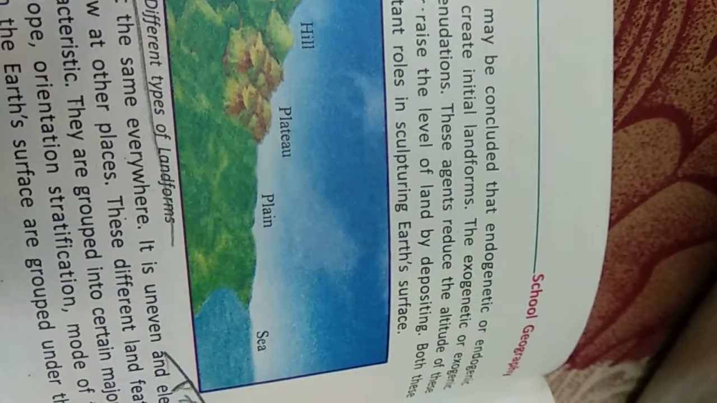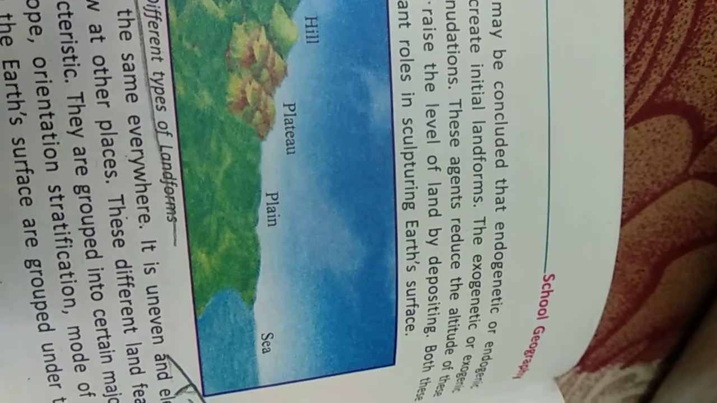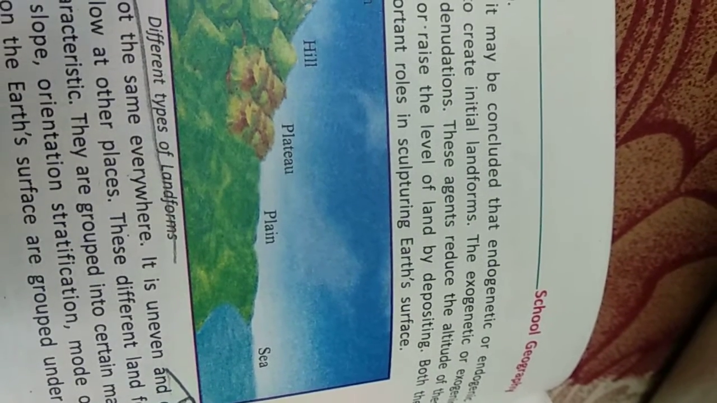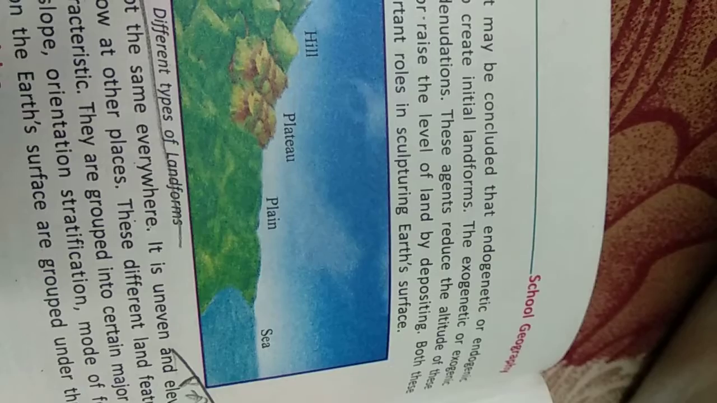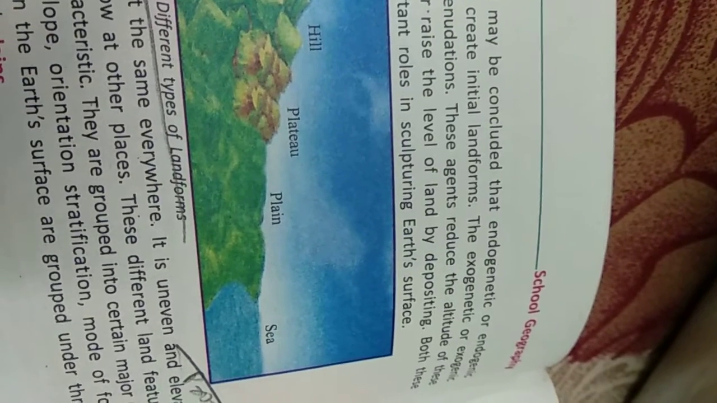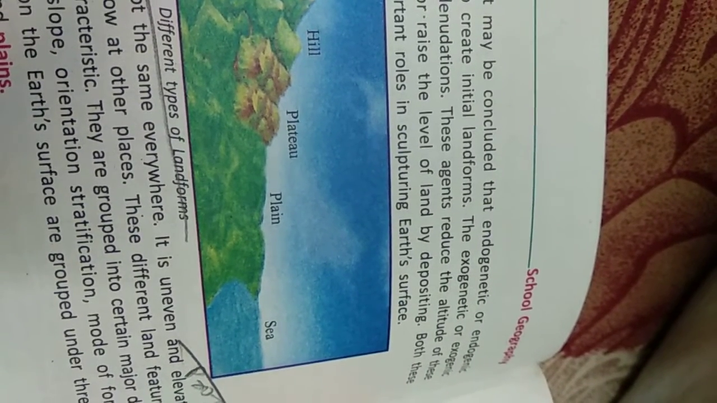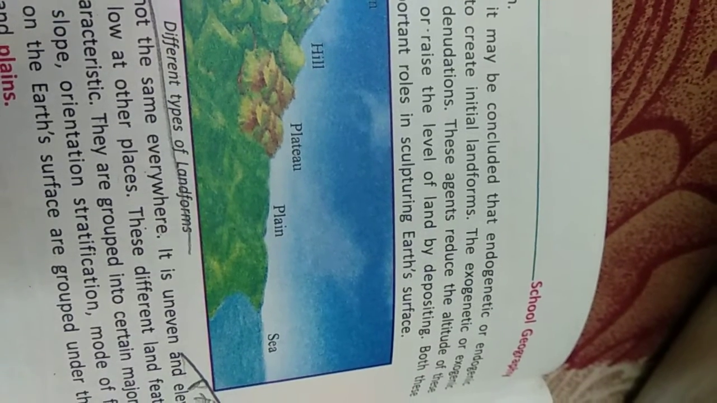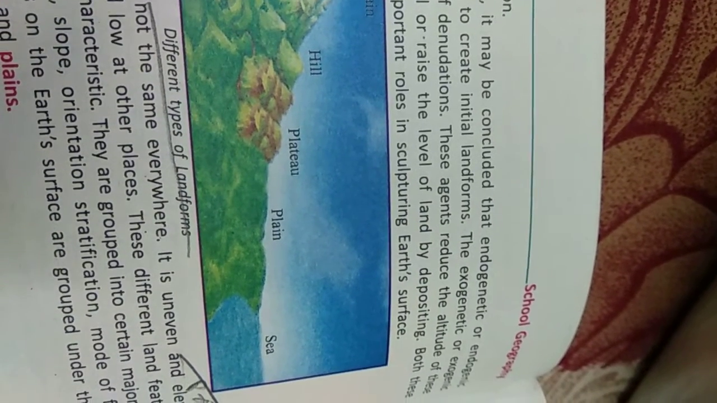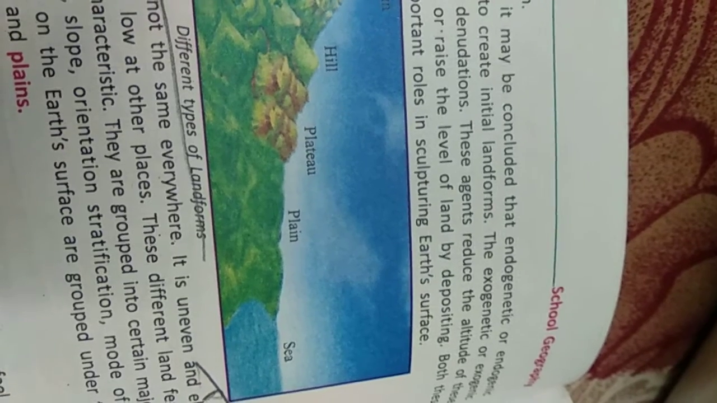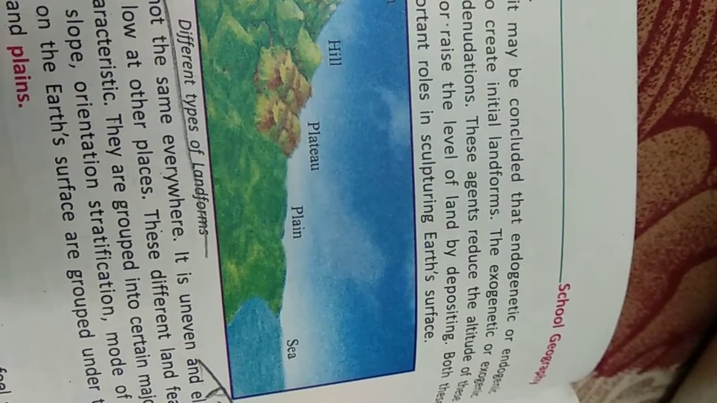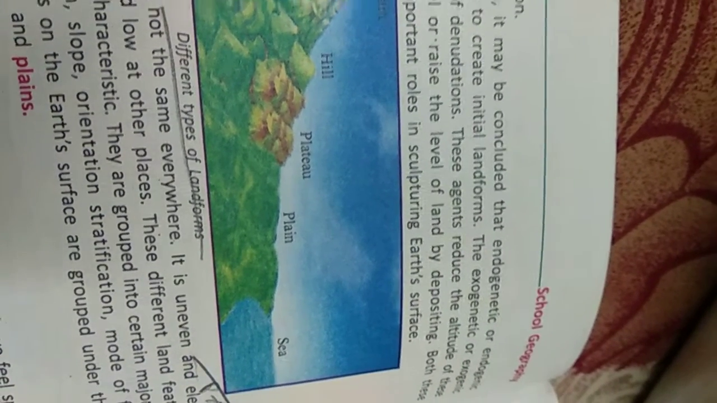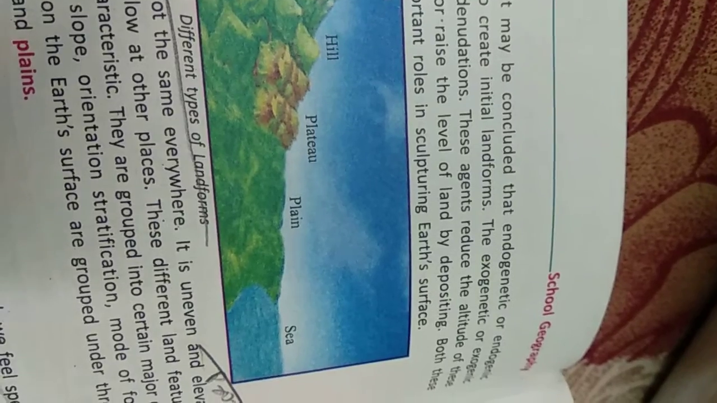The surface of the earth is not the same everywhere. It is somewhere uneven, somewhere elevated, and in some places flat and low. Different land features are there, so they are grouped under certain major divisions depending upon their elevations. Our surfaces are grouped under three major categories: mountains, plateaus, and plains.